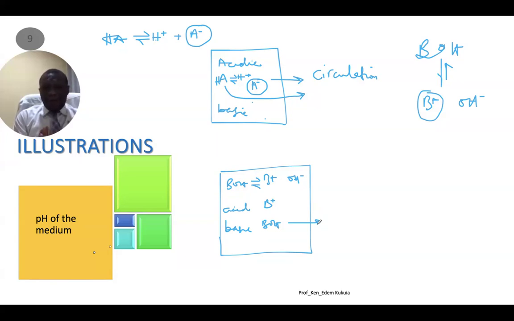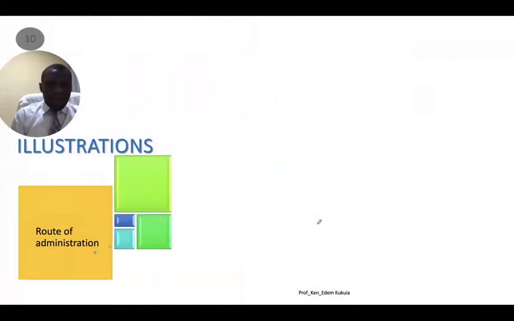But one thing I want you to understand is that it is important to keep in mind that you cannot pick one factor in isolation. We would have to look at all the factors together in order to decide on whether the drug gets absorbed well or not. So the pH will be one, the physicochemical properties is another. You need to put all of those things together to decide on how the drug gets absorbed. The next factor we want to look at is the route of administration.